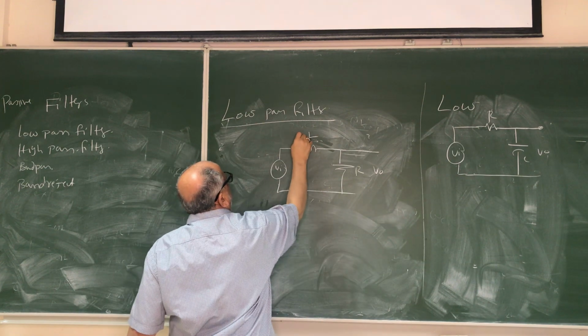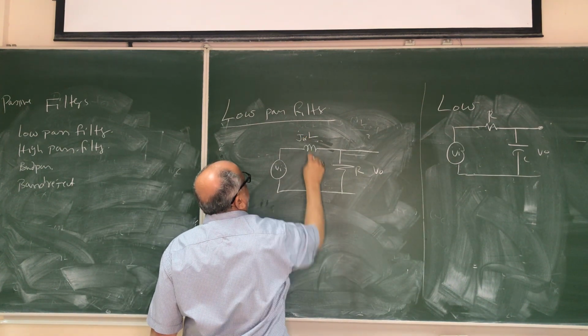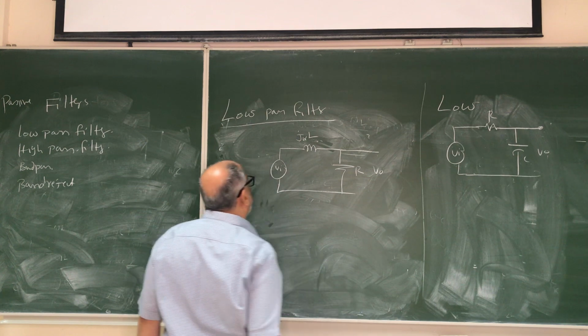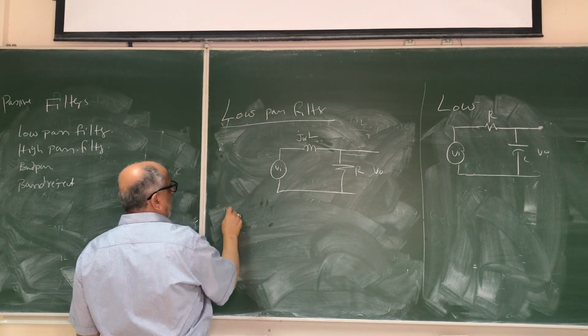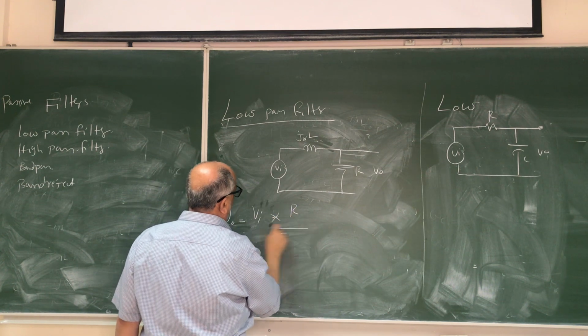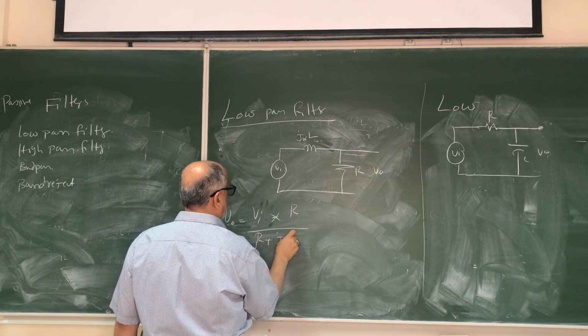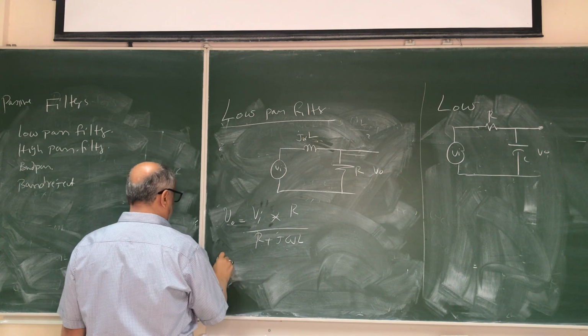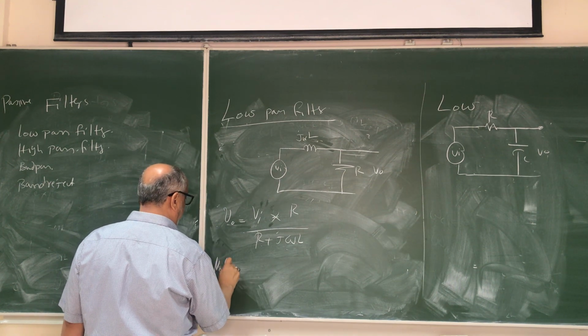If we call this j omega L, and that is R, we can find the relation between them. So V out, using the voltage divider, is VI times R over R plus j omega L, or we can say VO of S.